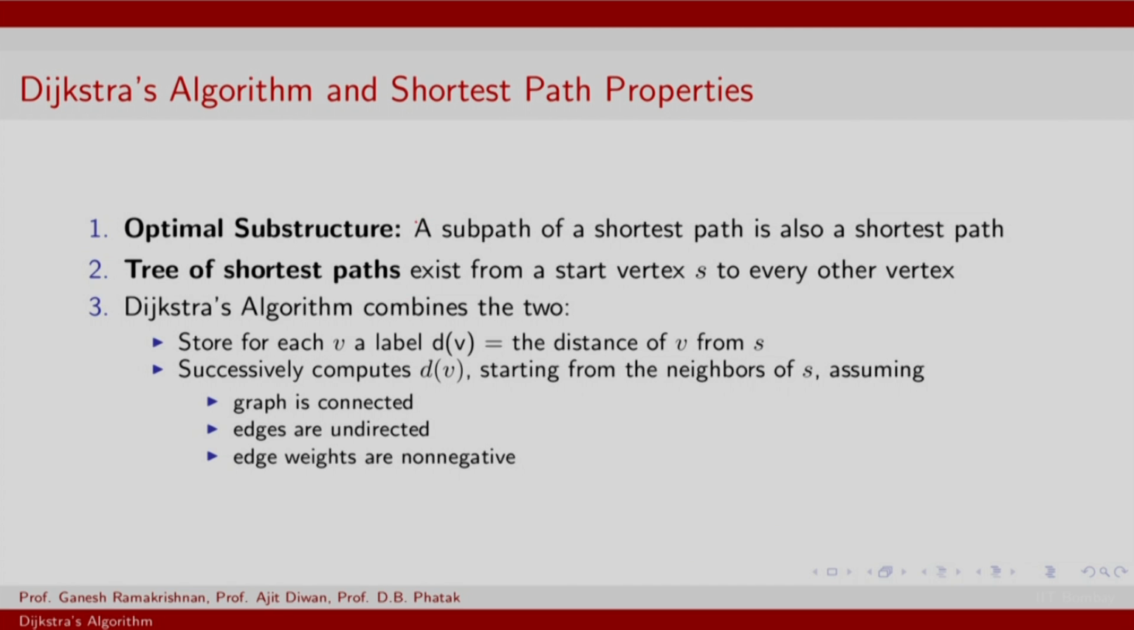So the optimal substructure property is exploited in a greedy algorithm, which is Dijkstra's algorithm, that a subpath of a shortest path is also a shortest path. So Dijkstra's algorithm combines the optimal substructure property with the tree of shortest paths which it keeps track of. So for every node or vertex V, it stores the label dV, which is the distance of V from the source S, and computes dV successively starting from the neighbors of S. We are of course assuming that the graph is connected.